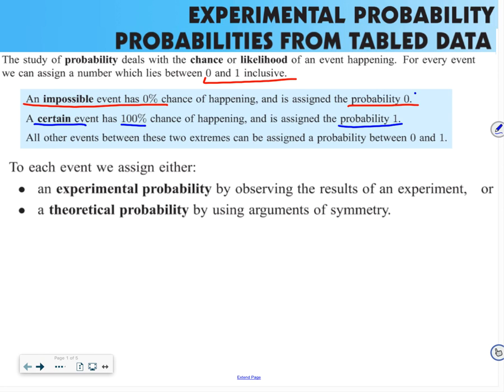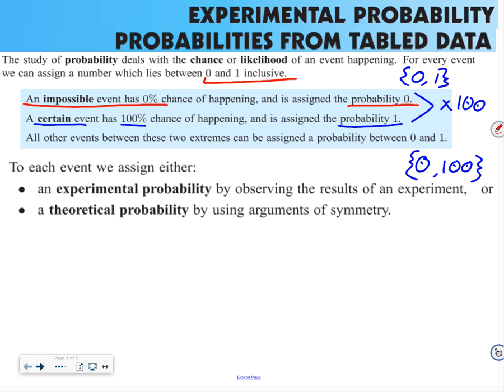Remember, to get your probability number and convert it into a percent, just multiply it by 100, and that number that was between 0 and 1 will now be a percent between 0 and 100. So, to each event, we assign an experimental probability by observing the results of an experiment, or a theoretical probability by using arguments of symmetry. Today, we're going to focus on experimental probability.